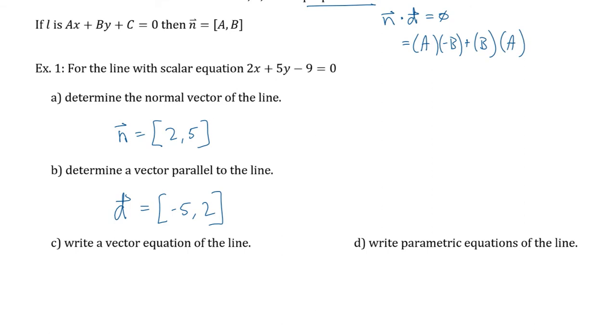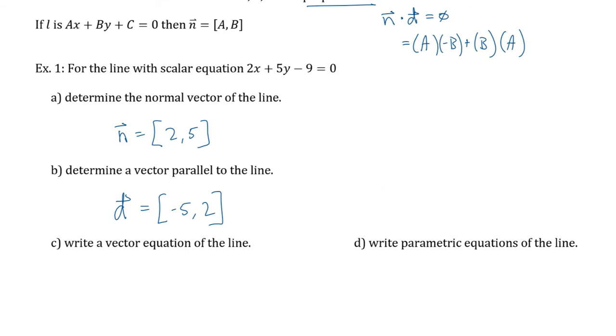Well, how do I write a vector equation? Like I said, you need the position vector and the direction vector. Well, how do I get a position vector? How do I get a direction vector? These are all things that you'll have to be able to come up with yourself, no matter what information you're given. So, in this case, how do you find a point on the line?